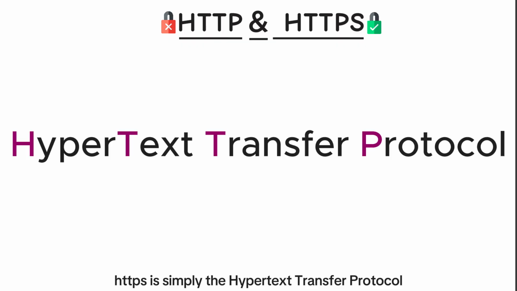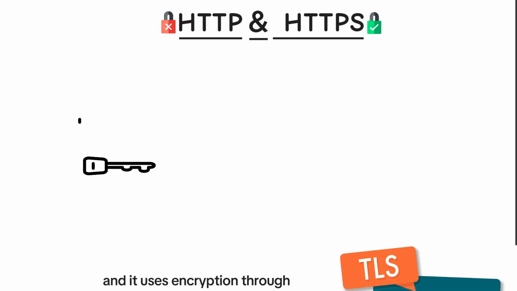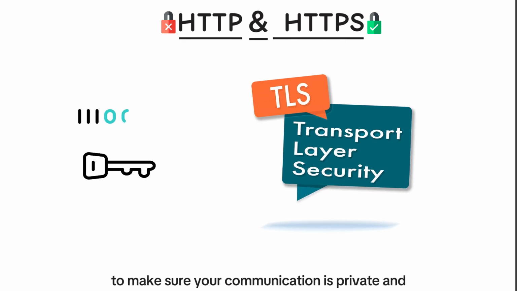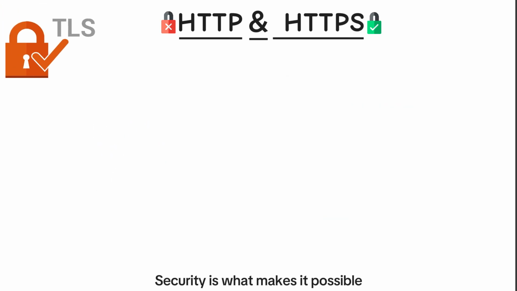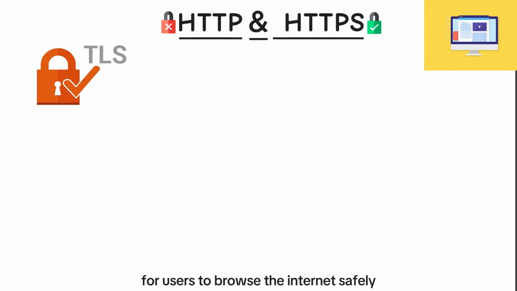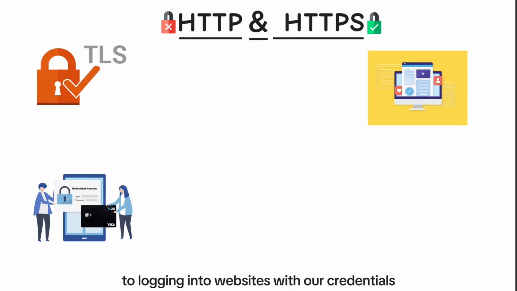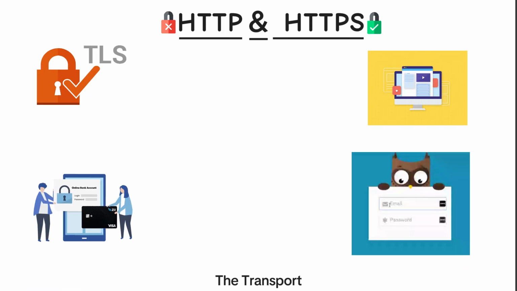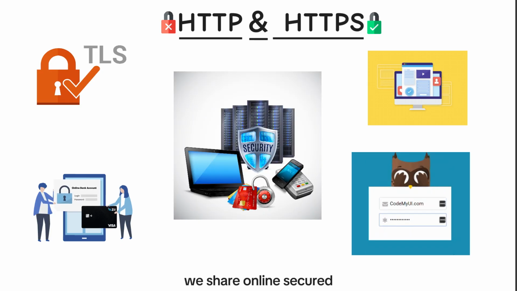HTTPS is simply the Hypertext Transfer Protocol with an extra layer of security. The S stands for secure, and it uses encryption through the Transport Layer Security to make sure your communication is private and protected. The Transport Layer Security is what makes it possible for users to browse the internet safely, from accessing financial services like online banking to logging into websites with our credentials. The Transport Layer Security is what keeps all this sensitive data we share online secured.